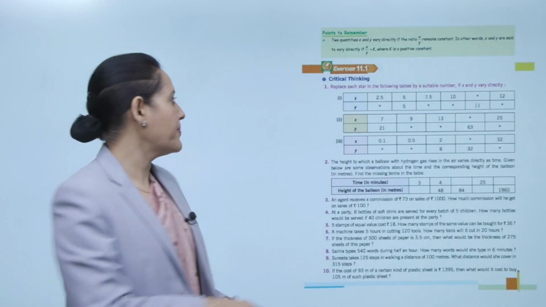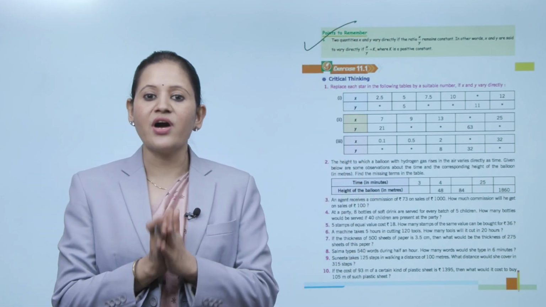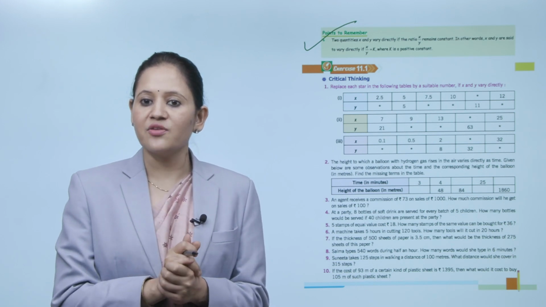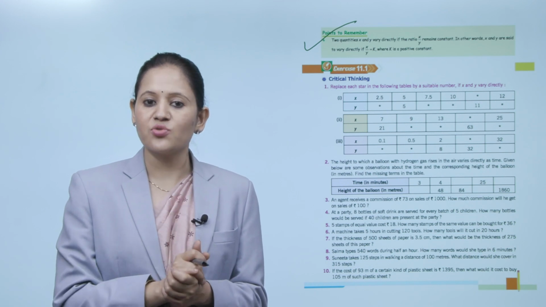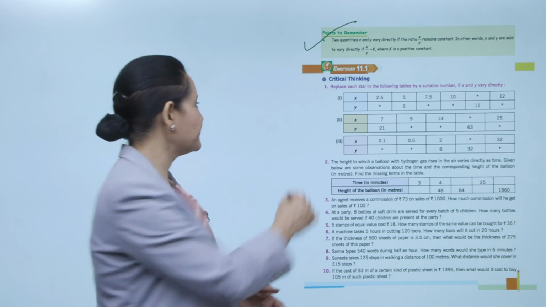Next is points to remember. Two quantities x and y vary directly if the ratio x/y remains constant. In other words, x and y are said to vary directly if x/y equals k, where k is a positive constant. Next is exercise 11.1.